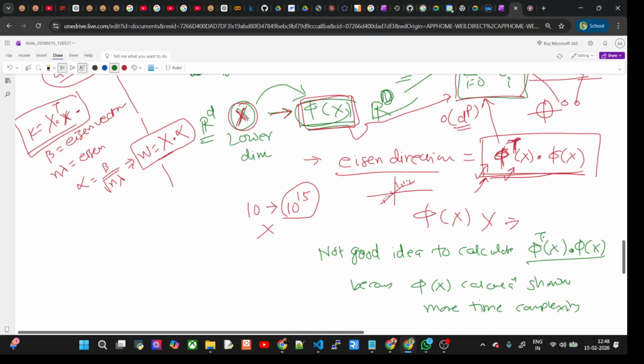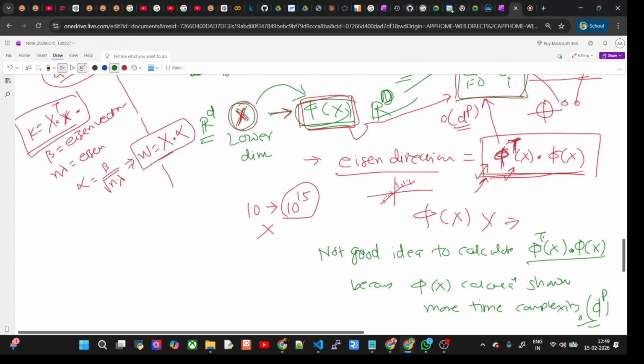Phi of x itself is not exactly showing the complexity, but indirectly phi of x needs the number of dimensions, how many dimensions you want, and that part shows the time complexity, which is nothing but d raised to p. So you should not do something like this to get your phi of x. Once you don't have phi of x, what to do?